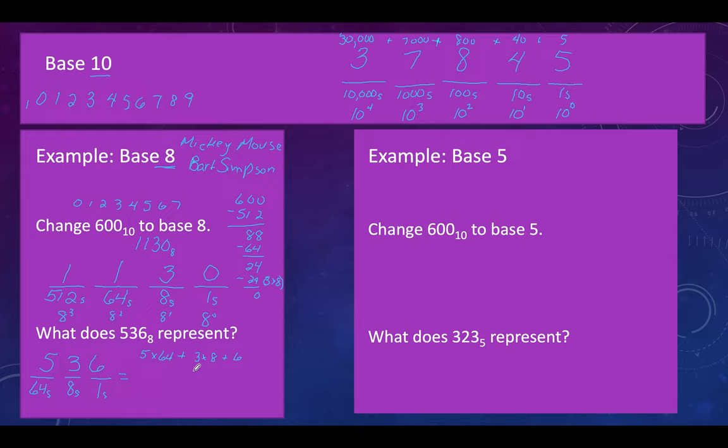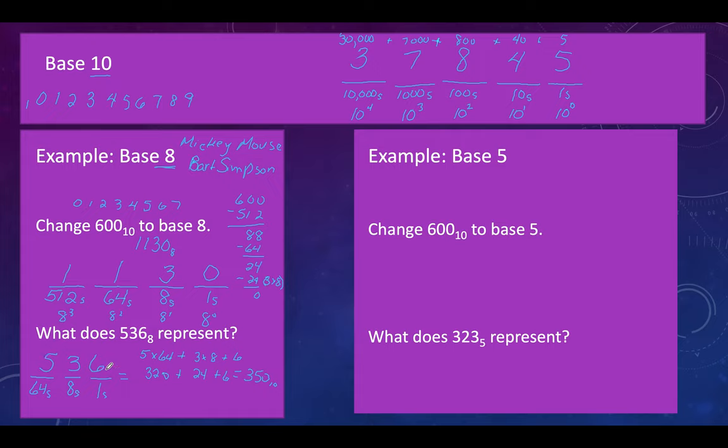Again, calculators can be fine here. So 5 groups of 64 would be 320. So that first place value with the 5 actually represents 320. 3 times 8 represents 24, and then we've got 6. So altogether, I just want to be careful that I get this right. So this is 30 here, so I'm looking at 320 plus 30, which is 350. Okay, 350. So that is 350 in our math, a base 10 number. 350 is represented by 536 in base 8.